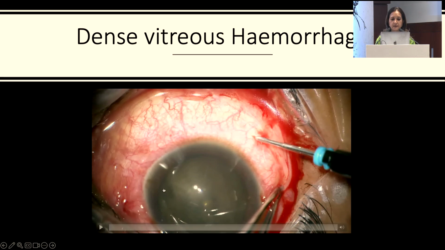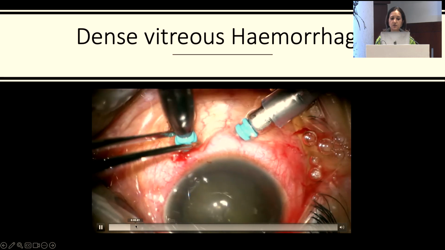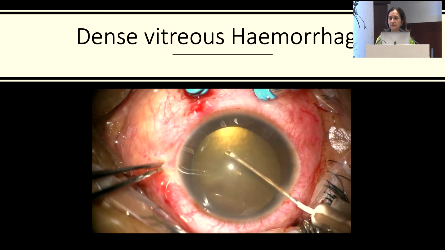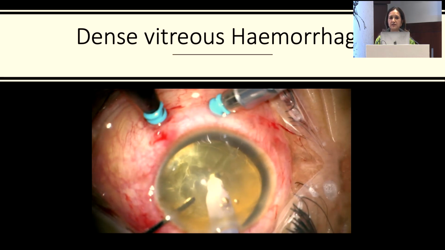And this is another case of dense vitreous hemorrhage, which was so dense that the hemorrhage was stuck onto the posterior capsule and there was no view. So I have used the chandelier to do the phacoemulsification here. This gives me a retroillumination. So these are some tricks that you use.